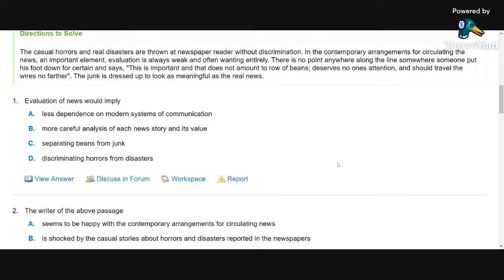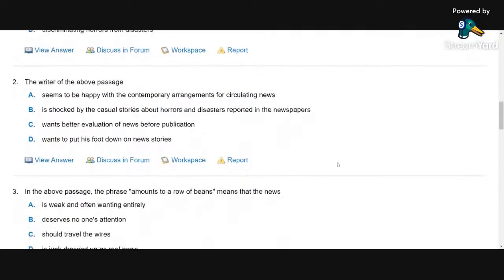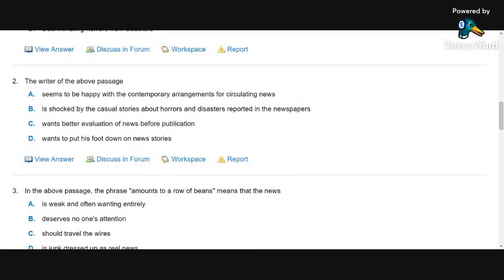Clear? So the second question: the writer of the above passage, option A, seems to be happy with the contemporary arrangements for circulating news; option B, he's shocked by the casual stories about horrors and disasters reported in the newspaper; option C, he wants better evaluation of news before publication; option D, he wants to put his foot down on news stories. According to the writer, you have to think. What does he mean? Is it option C?